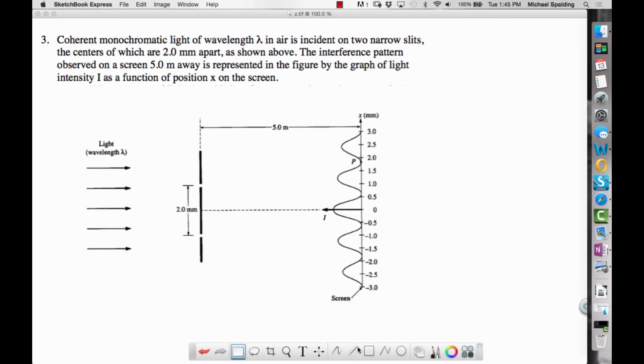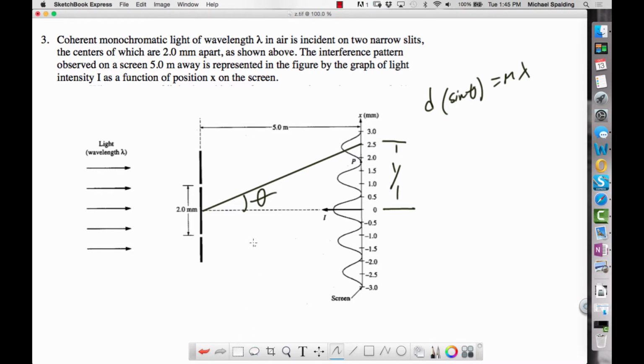Okay, the other equation we're going to need. We just talked about d sine theta equals m lambda, or m plus 1/2 lambda. The other equation we need is this. Let's focus in again on the second order bright. If you want to find out where a bright spot appears, we're looking for the distance from here to there, which we're going to refer to as y. This is theta, as we said already.